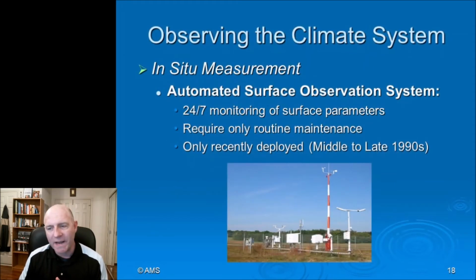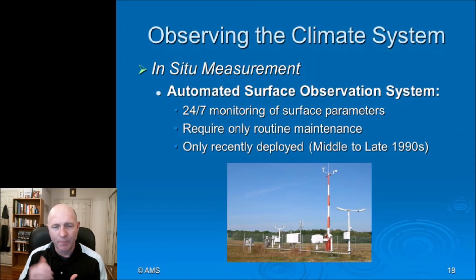So how are some ways that we do these measurements? The first one is what's called an in situ measurement. In other words, you're physically measuring the thing with some type of an instrument that's within the realm or within the sphere that you're measuring.